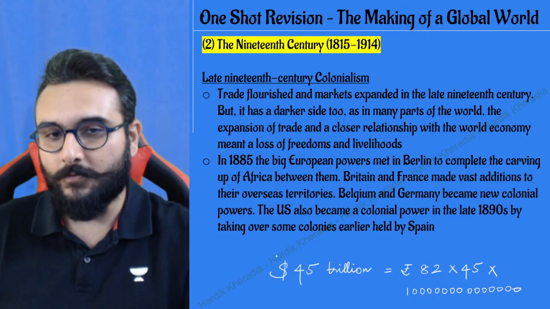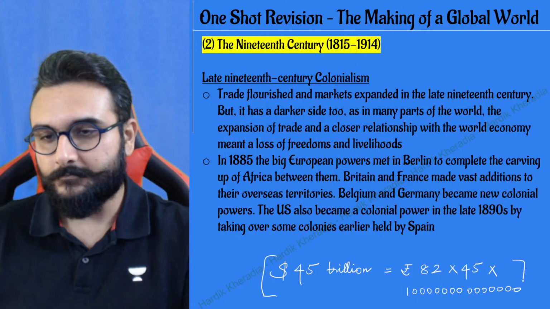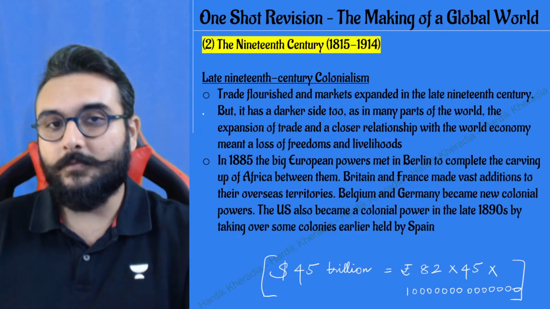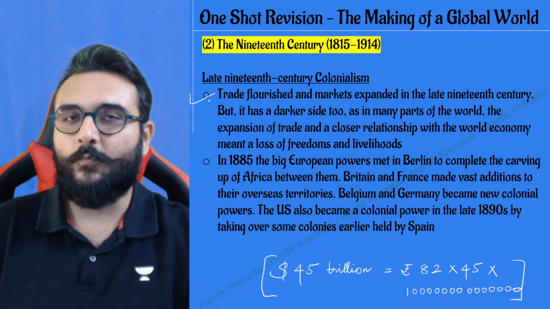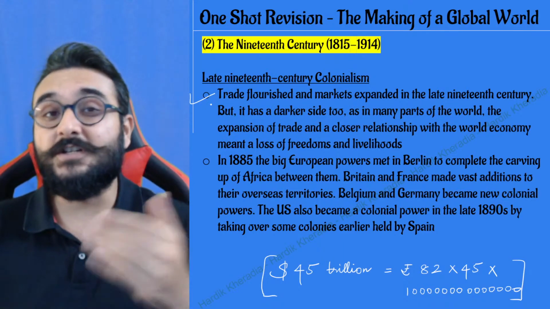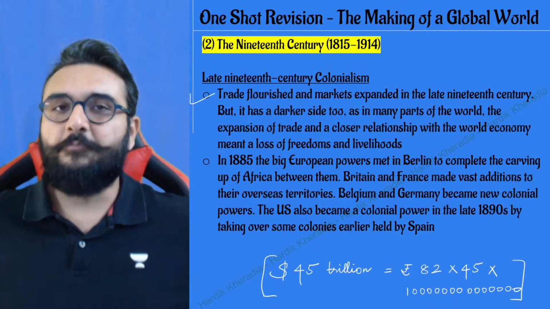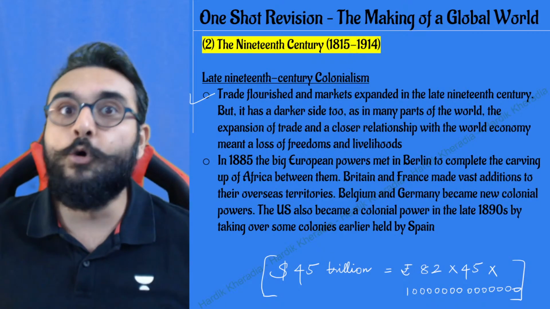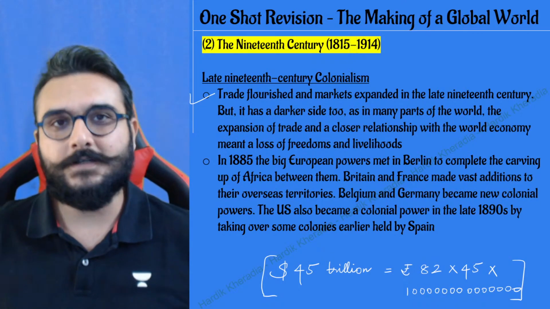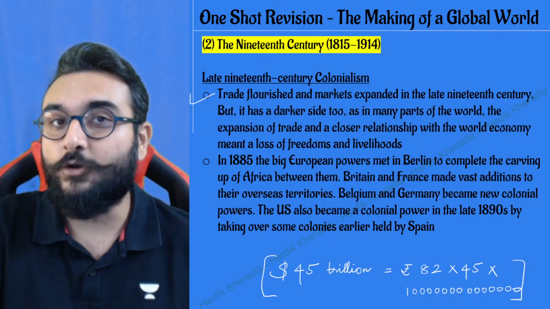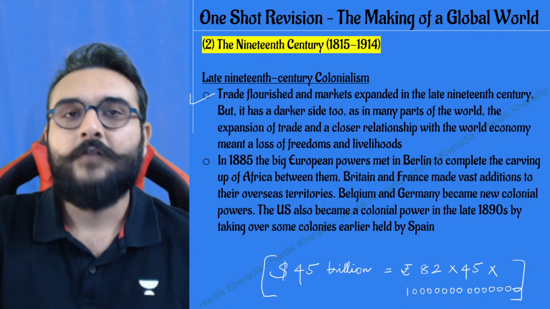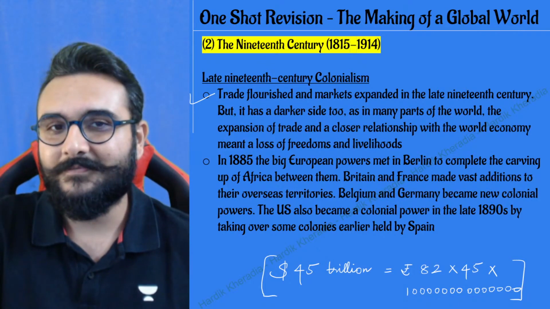Is that clear, all of you? Super. So, India was looted, but Britain flourished. Researchers say, historians say that Britain was built on the loot of its colonies. So, trade flourished, but that growth was only for the colonizers. For the colonies, it meant destruction.